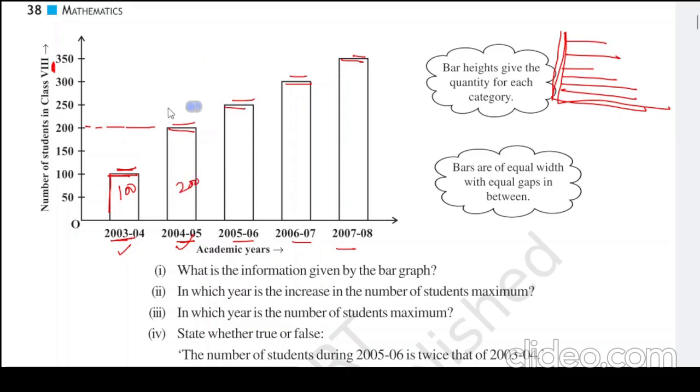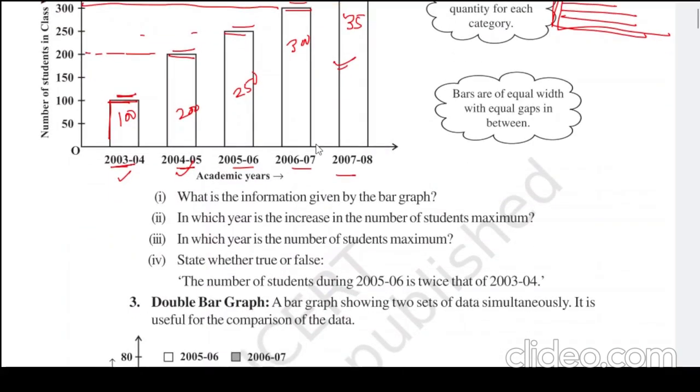This one matches with, I think, 250 students. This one is 300. Okay, 300 students. This one is 350 students. So the bar has shown some data. We have shown some data in the form of a bar.